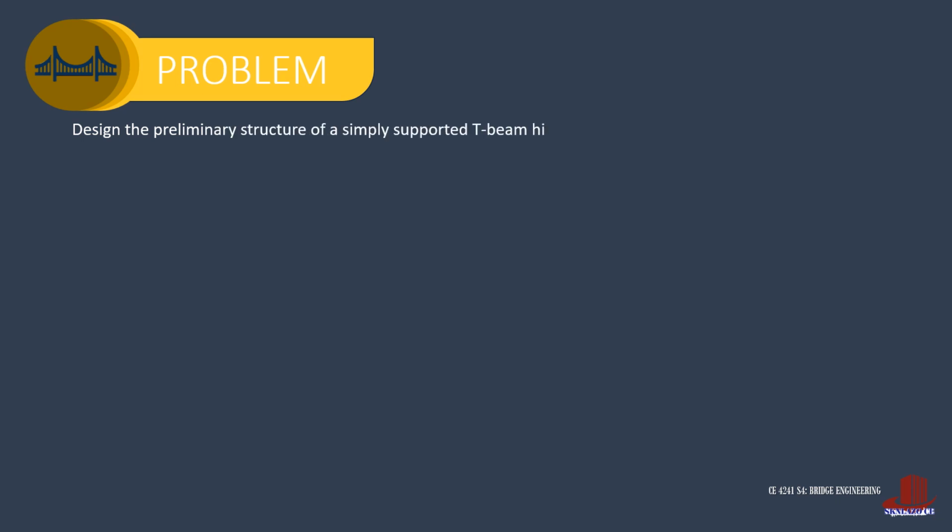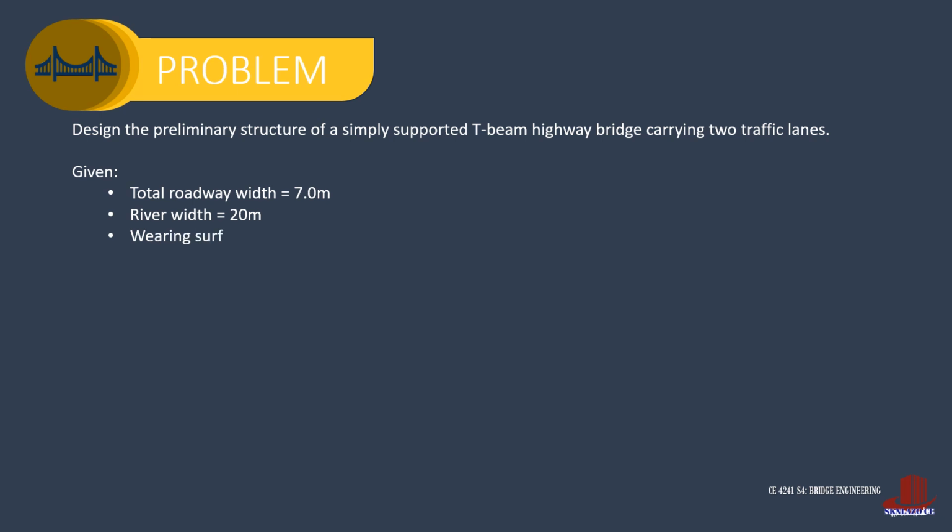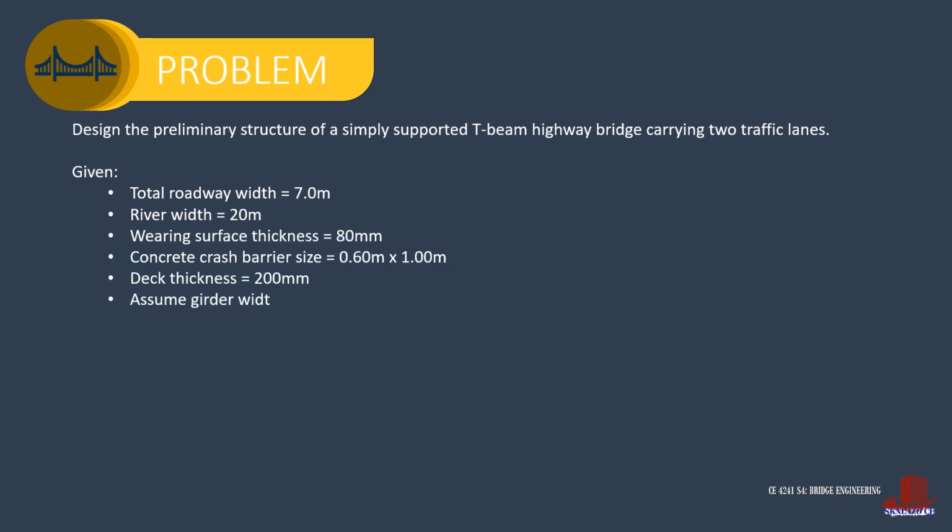We are to look for the construction parameters for a simply supported T-beam highway bridge which has 7-meter roadway width and crosses a 20-meter river. Take the wearing coat as 80 mm and crash barriers on both sides are sized at 0.6 by 1 meter. The concrete deck thickness is 8 inches and we assume the girder width as 500 mm. Use the unit weight of concrete as 24 kilonewtons per cubic meter and asphalt with 22.